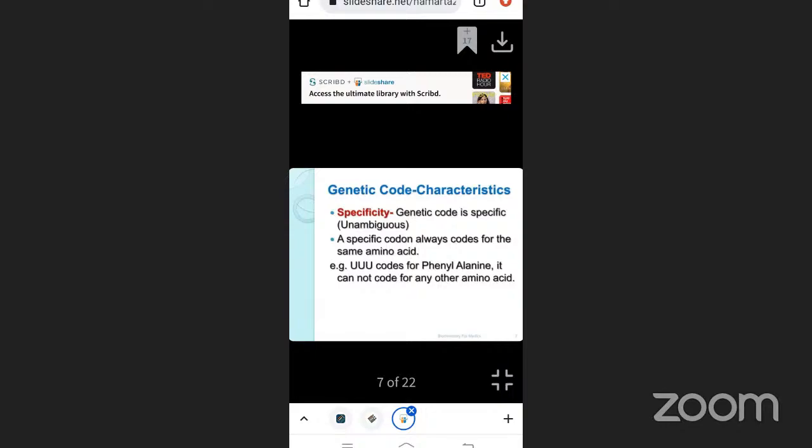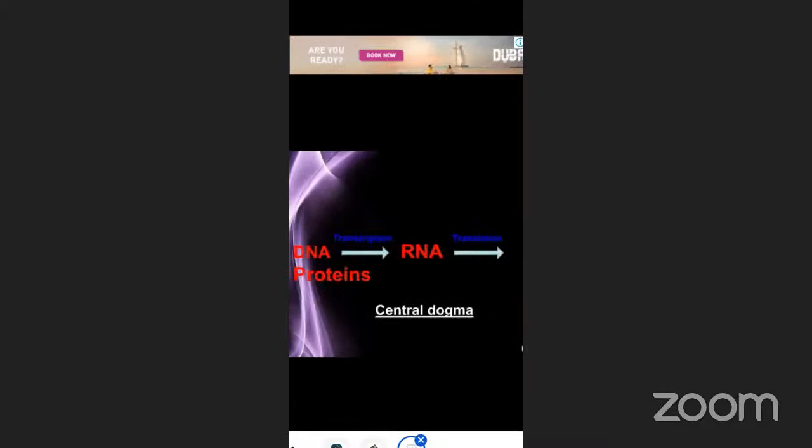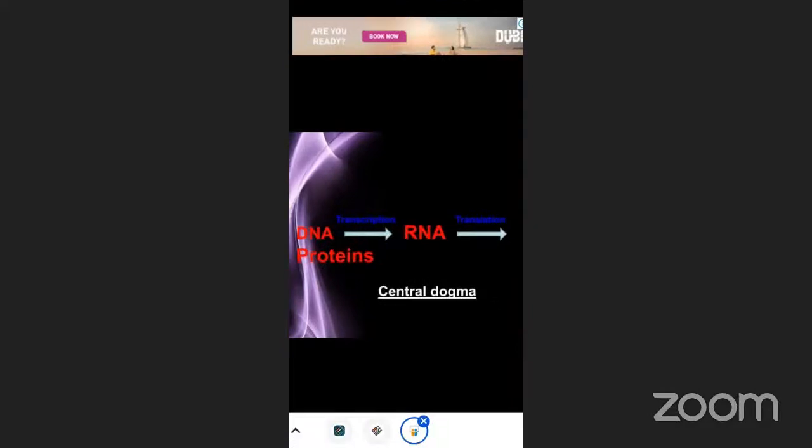Here is protein synthesis. The process of protein synthesis can be split into two stages: transcription and translation. These are the two steps.